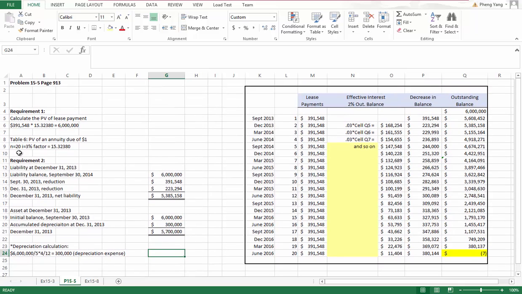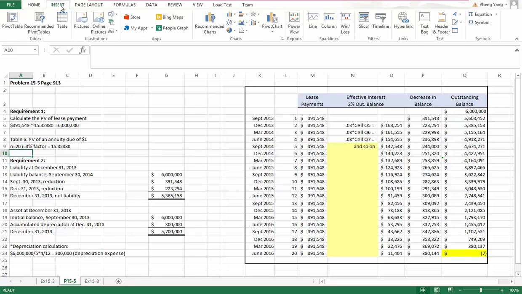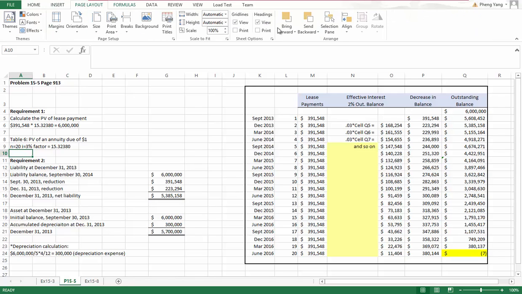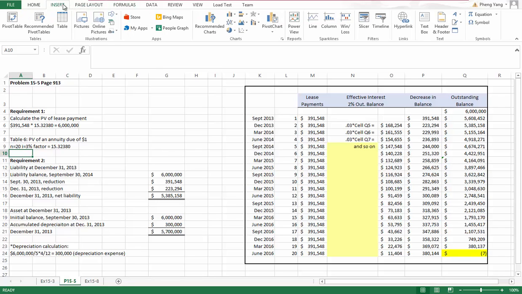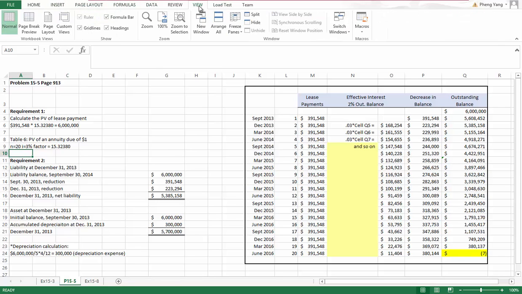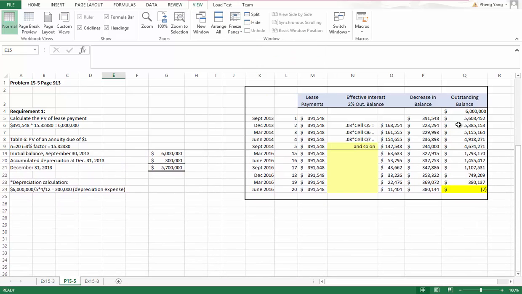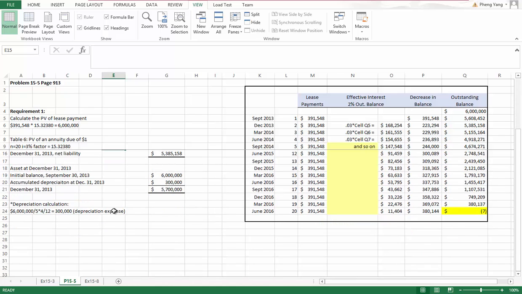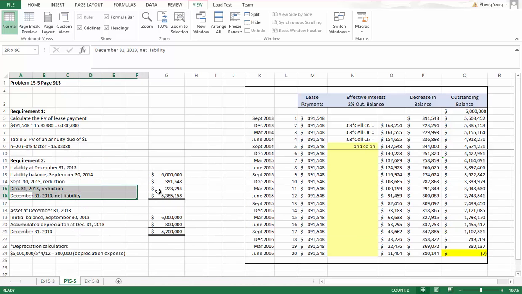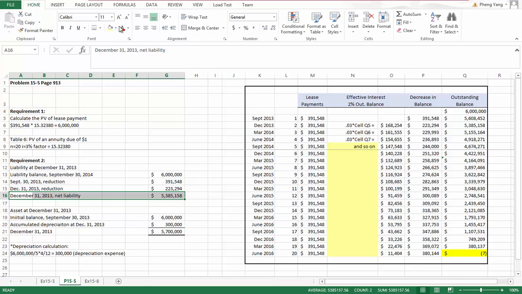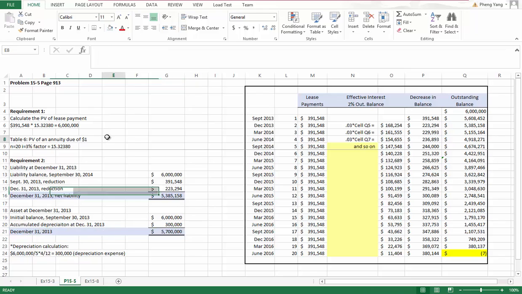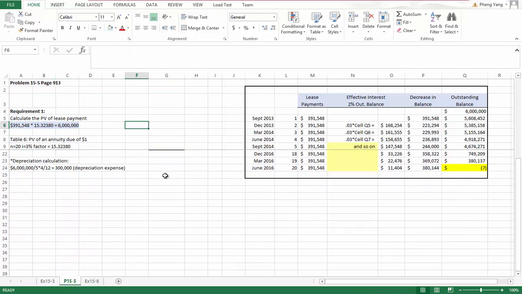I'm going to put a page break right here, and I'm going to freeze my panes right there. And see if I can find it again. There we go, freeze panes. So if I freeze it, we can see this area up here. Let me go ahead and highlight the answers so that we know what we were trying to calculate in each requirement.